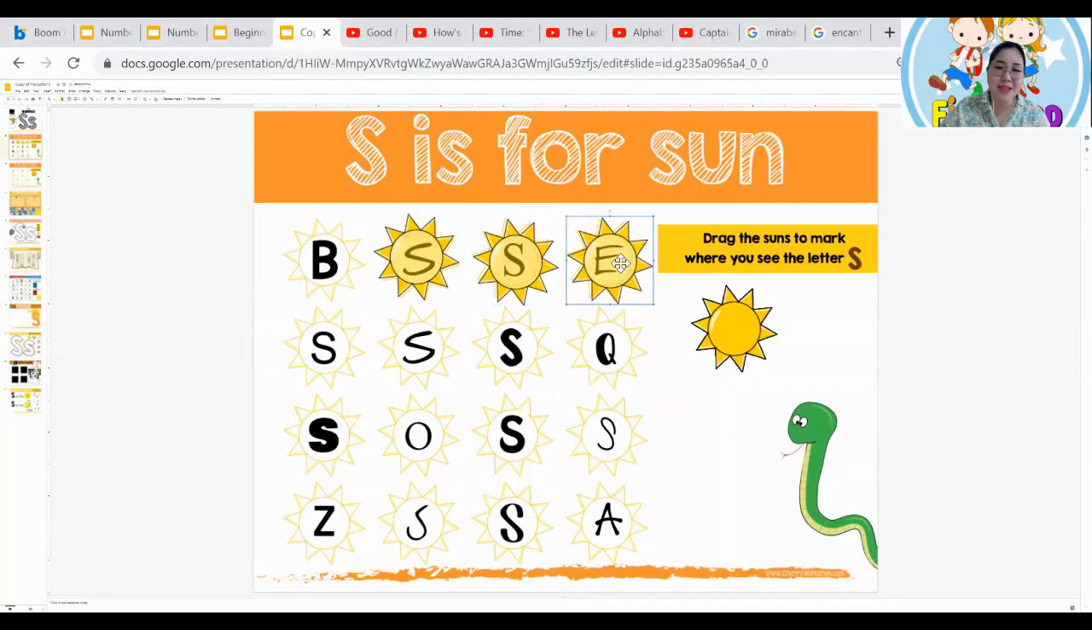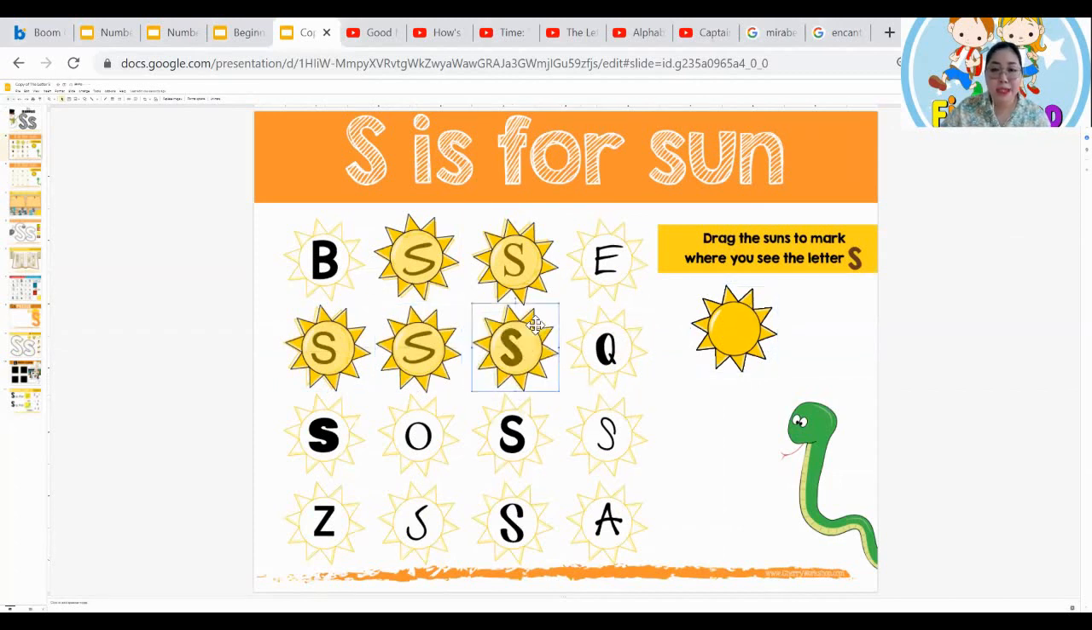No, it's capital letter E. How about this one? Capital letter S? Yes, it is. This is capital letter S? Another yes. Capital letter S? Yup, yup, yup. Capital letter S? Oh no, it's the letter Q. This is the capital letter S? Yes, it is. How about this one? Capital letter S? No, it's the letter O.